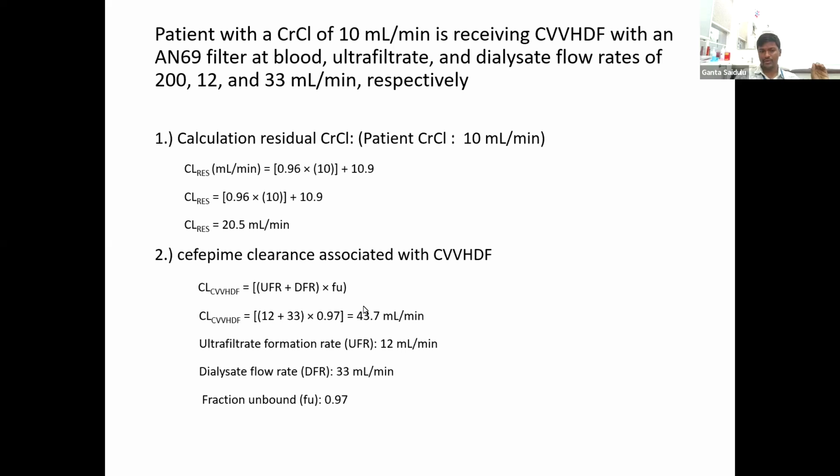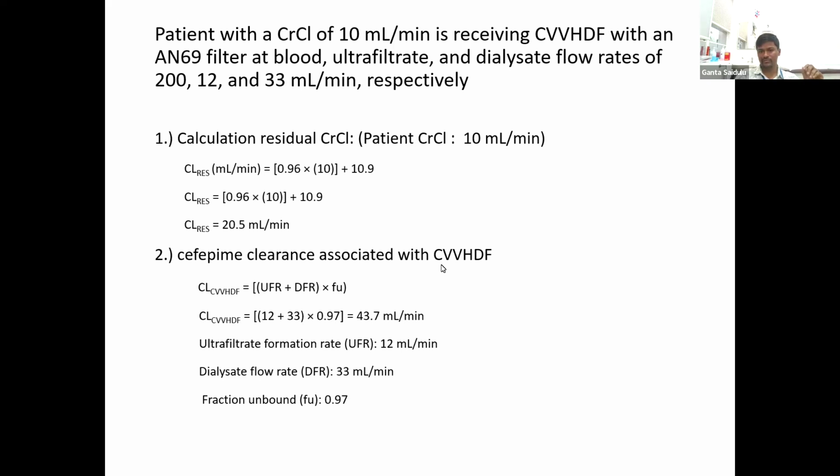So we have an ultrafiltration rate of 12 ml per minute, as already mentioned, and a dialysis flow rate of 33 ml per minute. The fraction unbound is 0.97. You can just apply these values in this formula: 12 plus 33, into 0.97, that is 43.7 ml per minute.